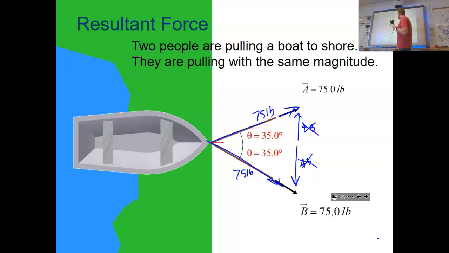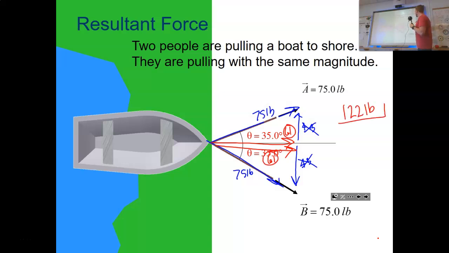But you are pulling to the right at 61 pounds, and your friend is also pulling to the right at 61 pounds. So how much force is totally on this boat? 61 plus 61, 122 pounds. This is how much force you are both exerting at that time.